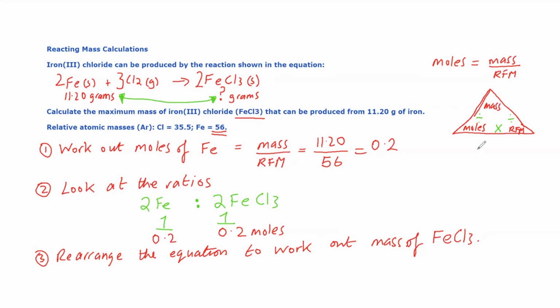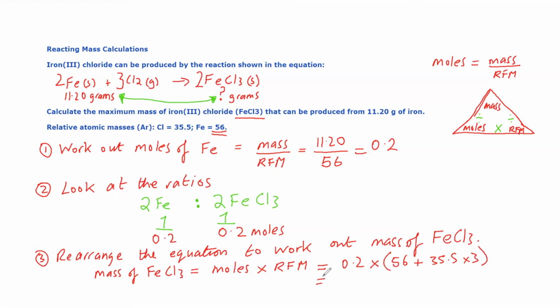FeCl3 this time. So use the triangle. Mass equals moles times RFM. What is the moles? The answer from part 2, 0.2. The relative formula mass: iron is 56 and 3 chlorines, so I'm going to do 35.5 times 3.